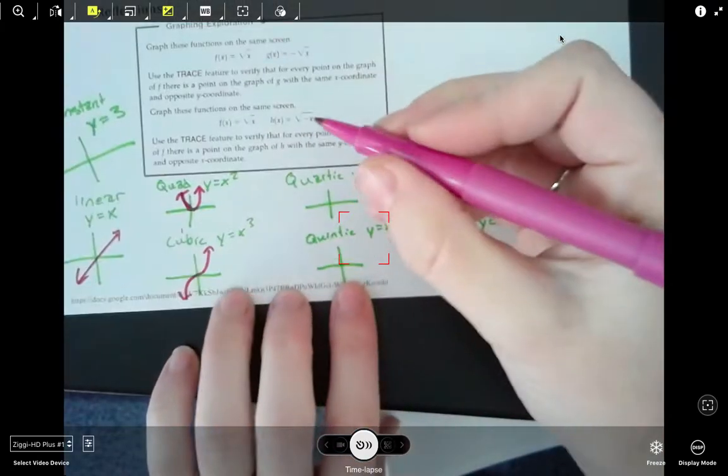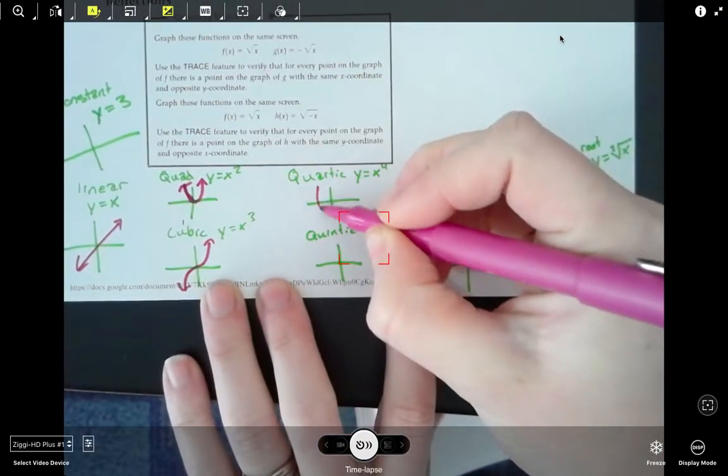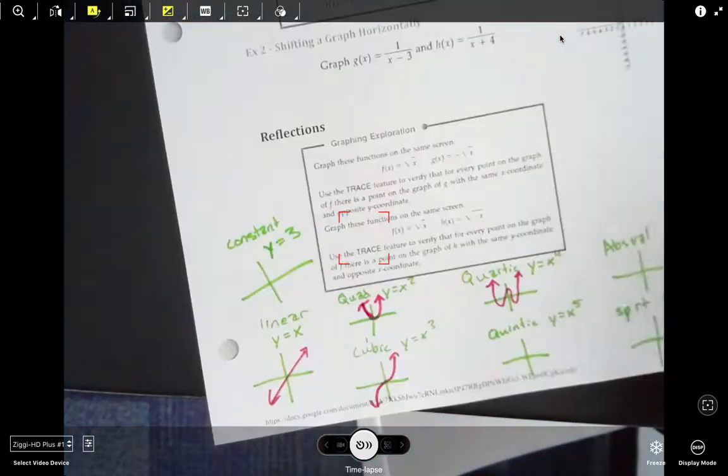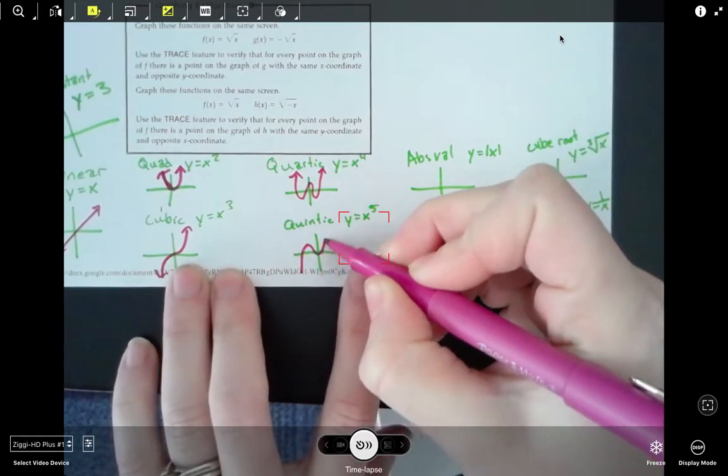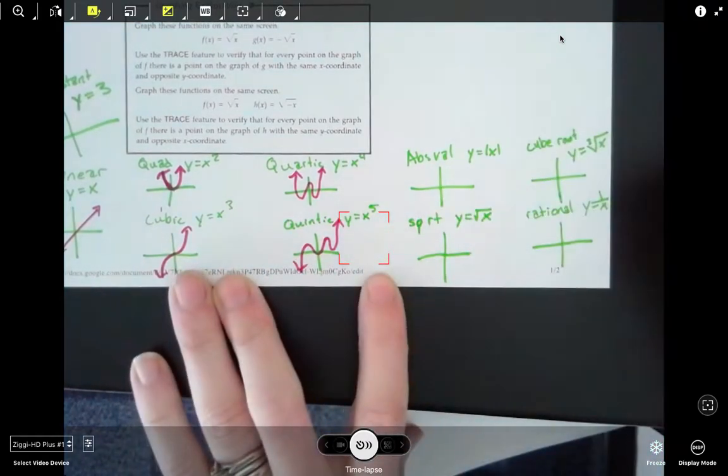Now, a quartic function, what does it look like? A W. It has an extra little hump in it. An extra little hump. A quintic function starts here and goes like this with an extra little hump in it.